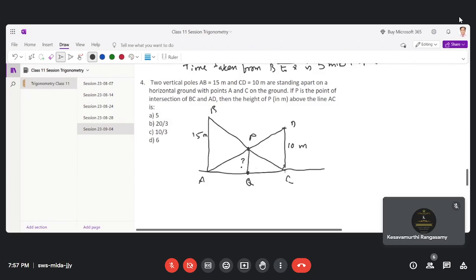ABC and PQC are similar triangles, right? So from that, let us say this is x1, this is x2, and this is your x. Using the two similar triangles ABC and PQC, you write one equation. Similarly, you write another equation, because there are also two similar triangles, APQ and ADC.